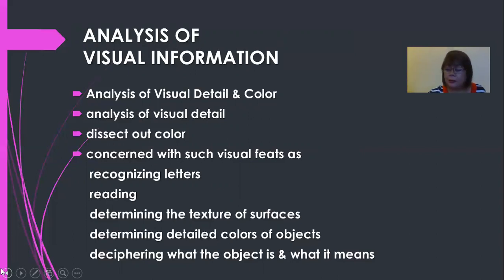So like when you look at a ball pen, you know it's a ball pen. In some diseases, the cortex just sees it as a ball pen, but you cannot say it's a ball pen. You know the meaning, so you decipher what the object is and what it means. That is done by the secondary association areas.